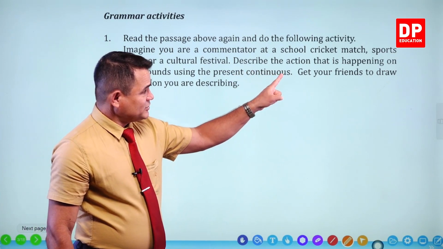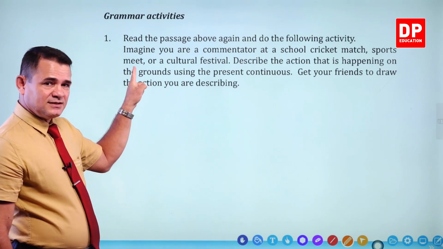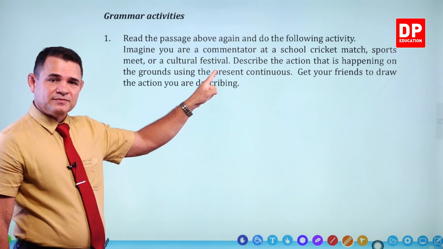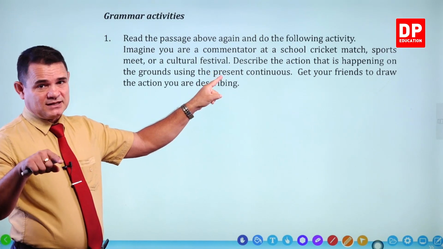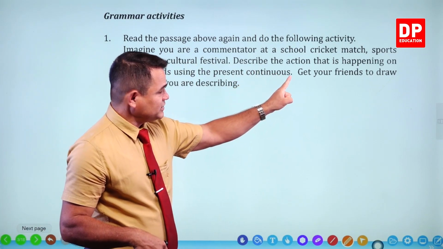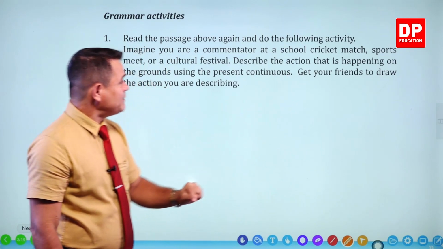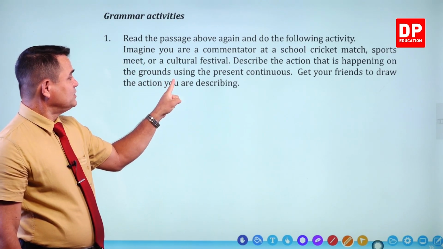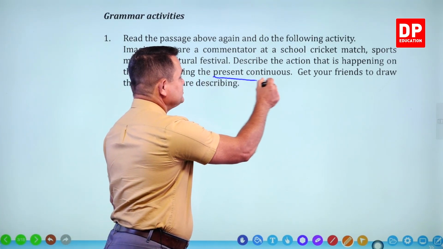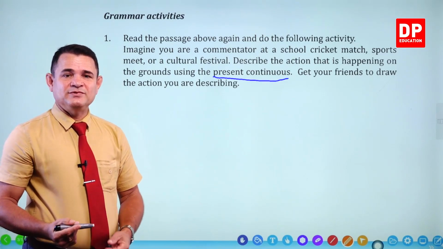At a school cricket match, sports meet, it can be a sports meet or cricket match or a cultural festival in your school. Describe the action that is happening on the grounds using the present continuous. Using present continuous, you have to describe the things that are happening.